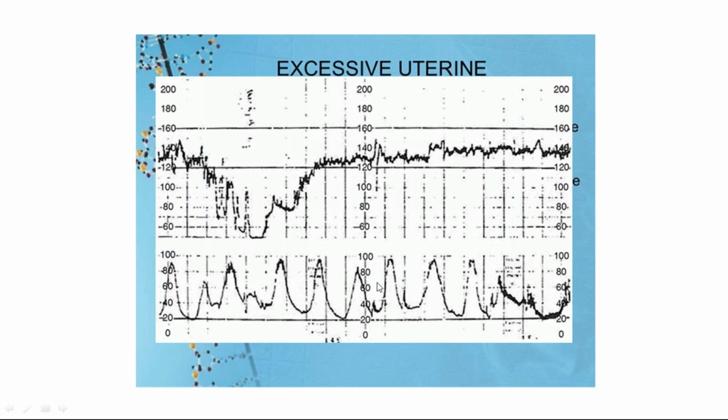Can you see the graph, all of you? Yes, ma'am. Very good. So can you see? There is no sufficient relaxation between the contractions. It should be 30 seconds. Here there is relaxation, it has come back to normal. But here you don't find sufficient relaxation. The peak pressure is touching up to 90. It is more than 90. The contractions are more than 5 in 10 minutes.